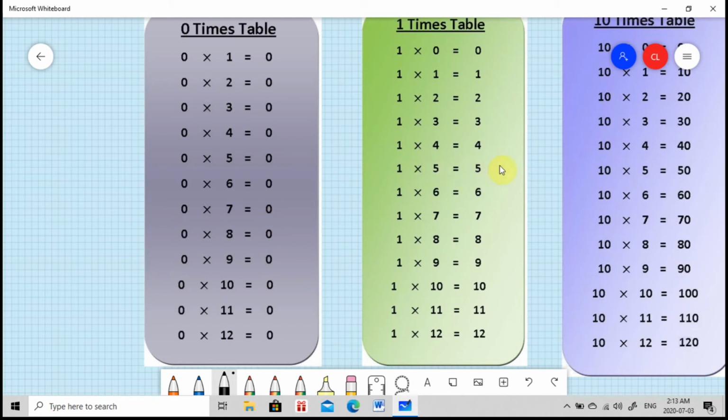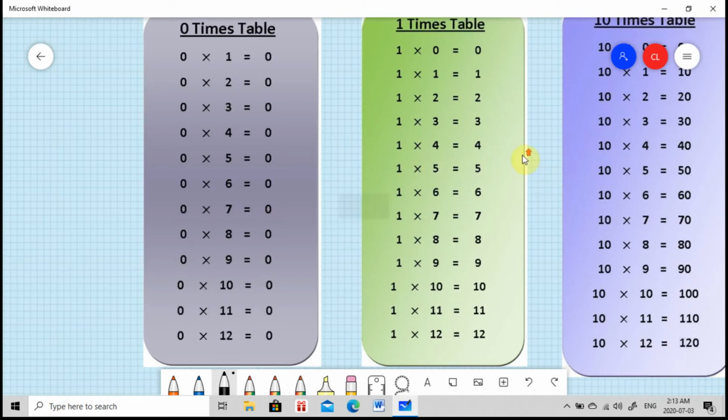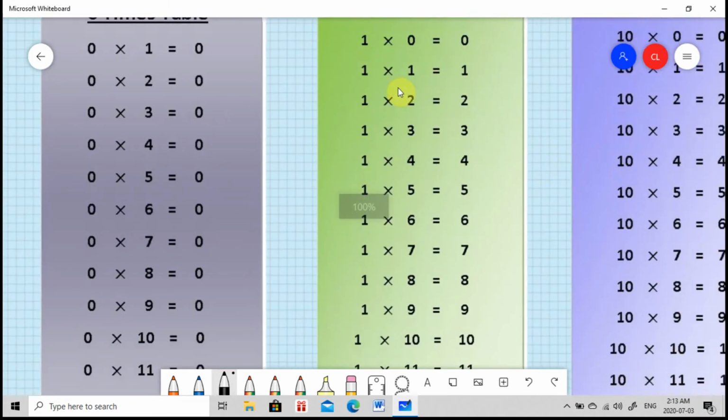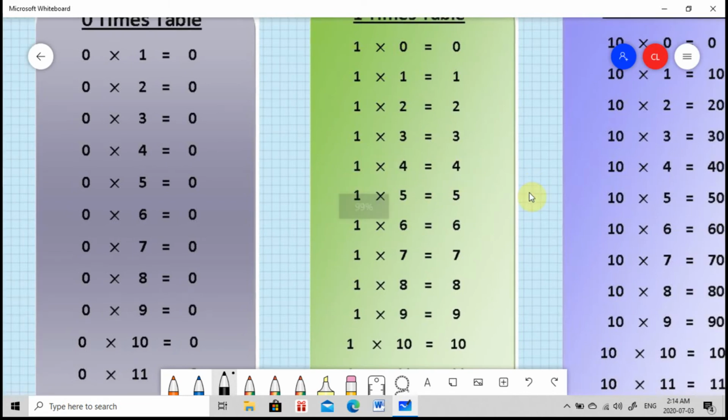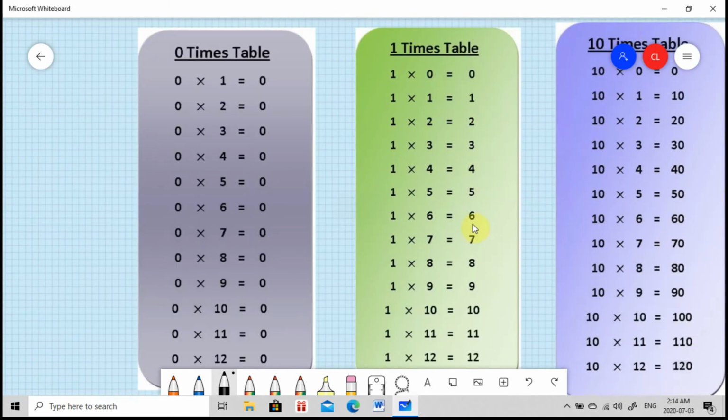Now, what about 1? All the numbers that get multiplied by 1, you get back the same number. So you have 1 times 1 is 1, 1 times 2 is 2, 1 times 3 is 3, 1 times 4 is 4, 1 times 5 is 5, etc., all the way to 12. You get back the same number.